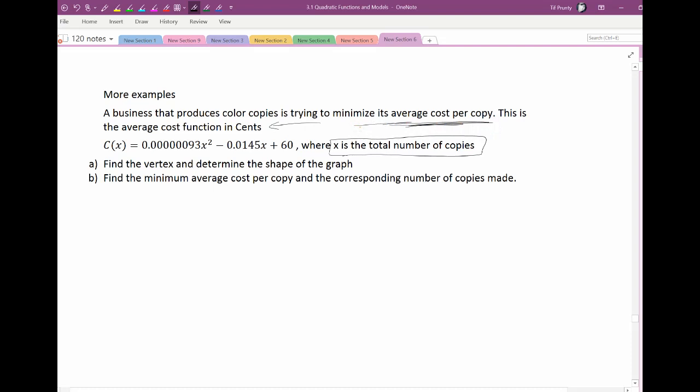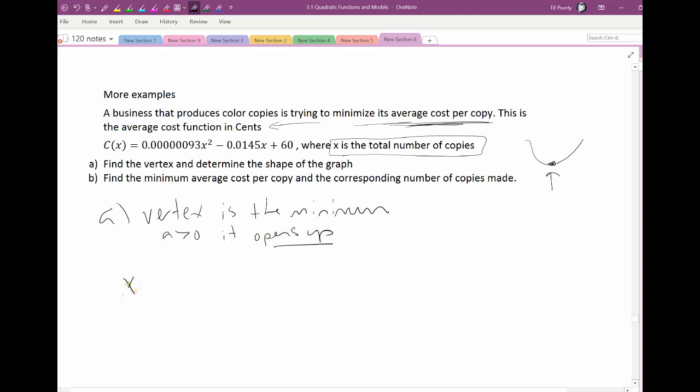And if it's a minimum, it should open up, and it does. The first number is a decimal, which means it's going to be a very fat function. It's a very small decimal, but it is a function that is opening up. And so it does have a minimum, right? So the shape of the graph, so A, the vertex, is the minimum because A is greater than 0, it opens up. Right, since it opens up, that vertex is a minimum. So we're going to find it.